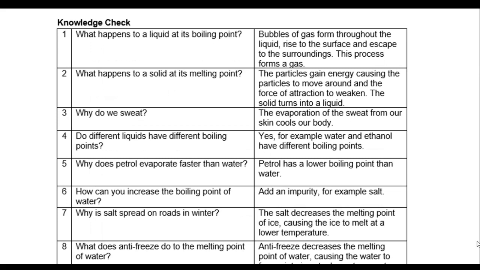So what happens to a liquid at its boiling point? When a liquid hits its boiling point, bubbles of gas form throughout the liquid. These bubbles rise to the surface and escape to the surroundings. This then forms a gas. So the bubbles are a gas forming throughout the liquid and it then goes to the surface.